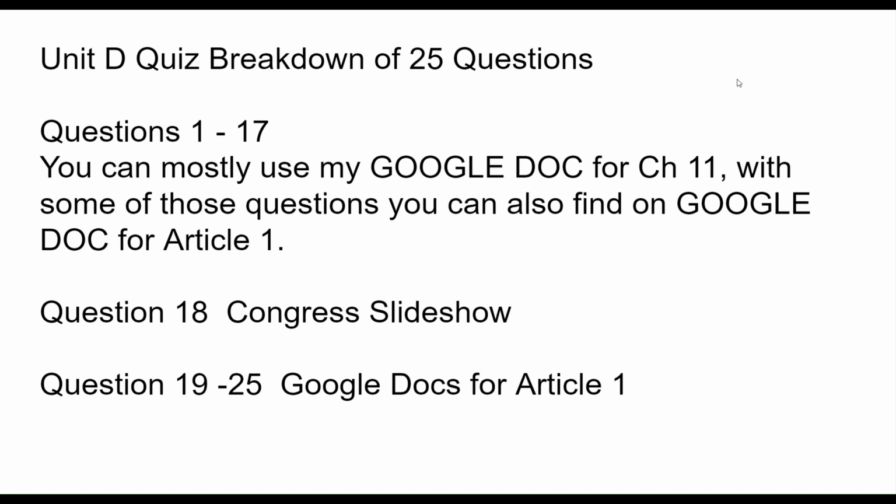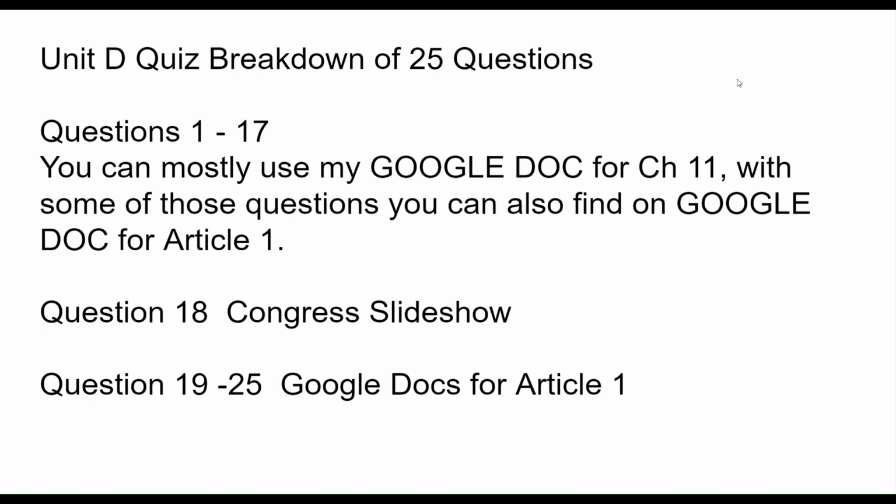Hello, this is the Unit D quiz breakdown, and we're going to have 25 questions on the Unit D quiz. Questions 1 through 17 will probably mostly be from information found in the Google Doc for Chapter 11, but some of the questions can be found both in the Google Doc for Chapter 11 and the Google Doc for Article 1 of the original constitutional language.